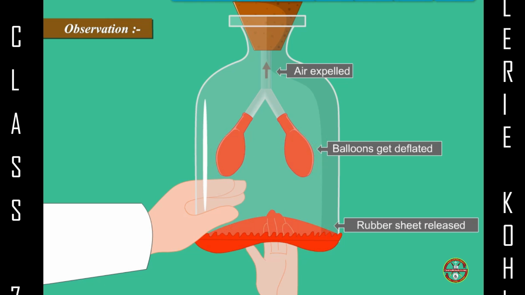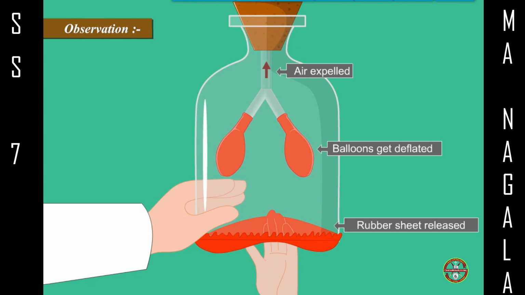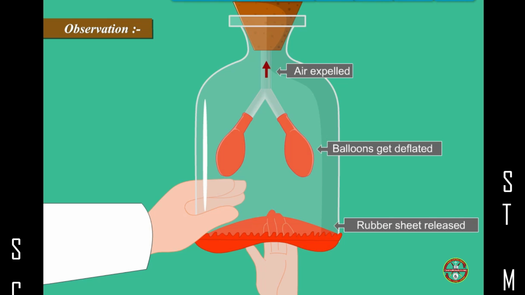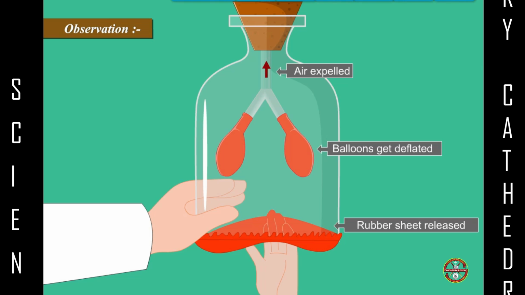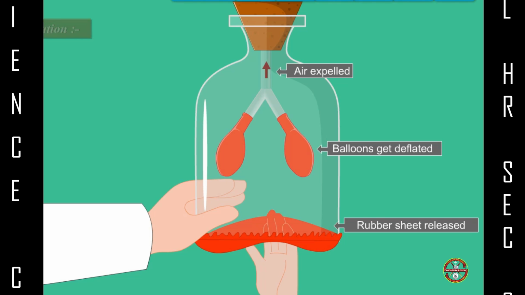When we push the rubber sheet up, the space inside the bottle decreases. This pushes out the air inside the balloons through the tube, due to which the balloons get deflated. Their size decreases. This is how we exhale air during breathing.